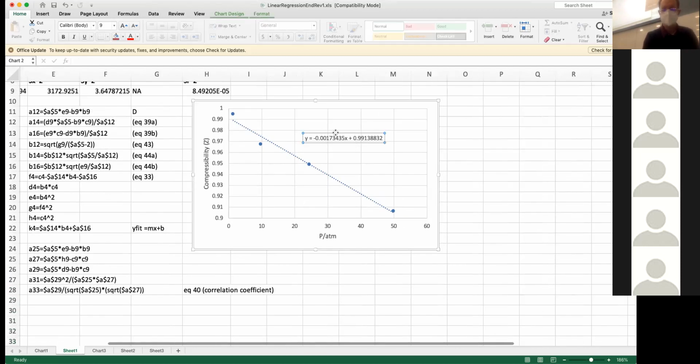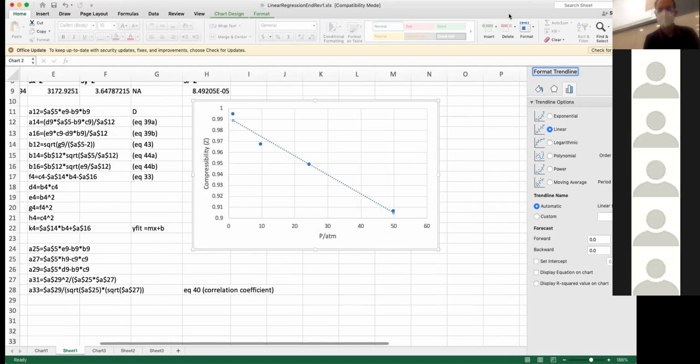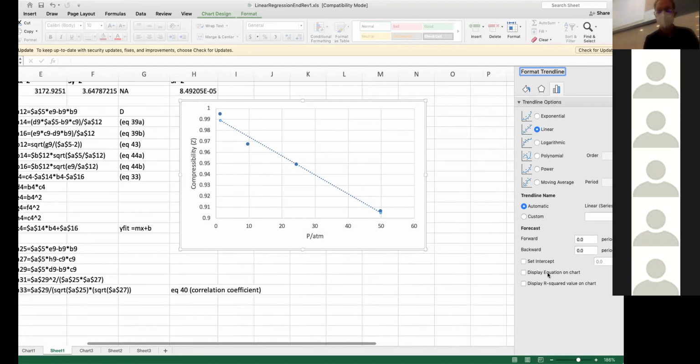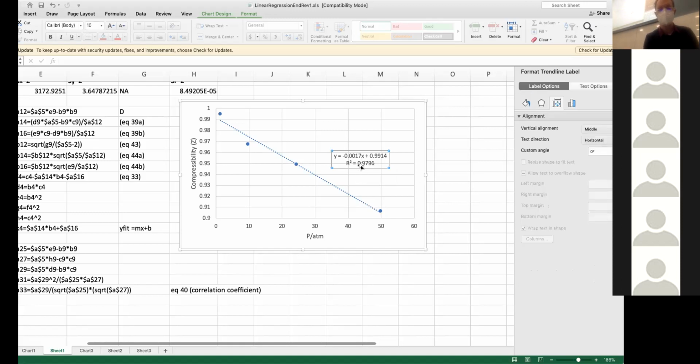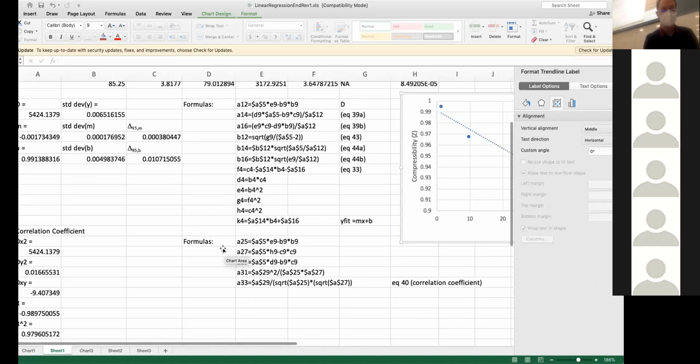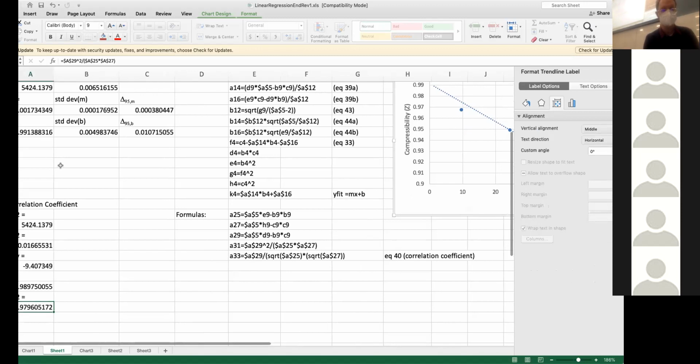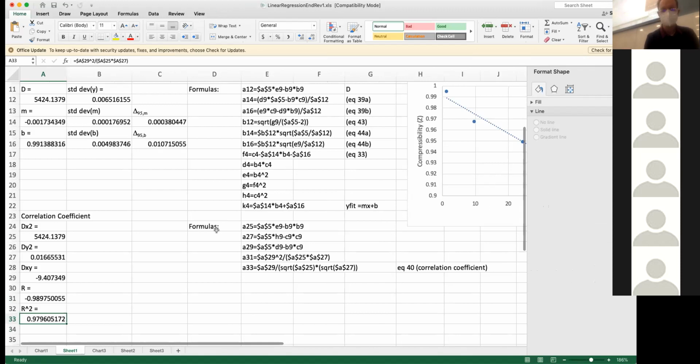And let me just redo this. So the easiest way to get Excel to show you this is you just add a trend line again. The default is a linear trend line. I'm going to tell it again to display the equation on the chart. This time I'm going to say also display the R squared value on the chart. And then it displays this R squared value, 0.9796. And if I did this correctly, it should exactly match this value that we calculated by the long way.